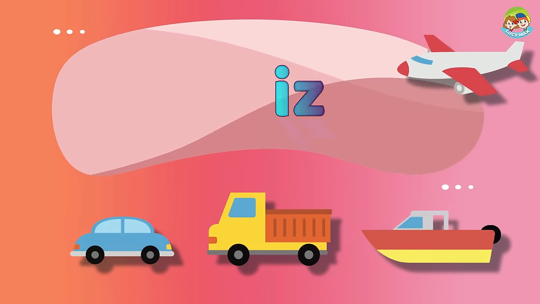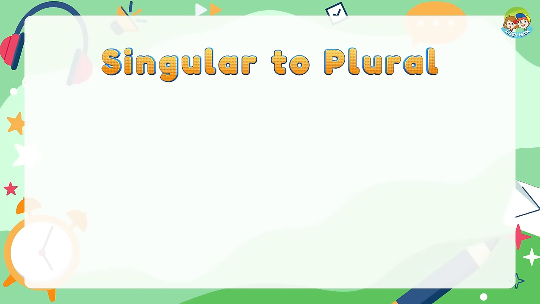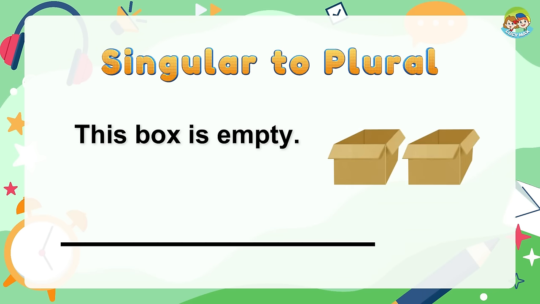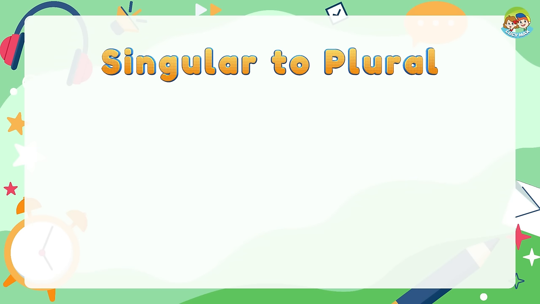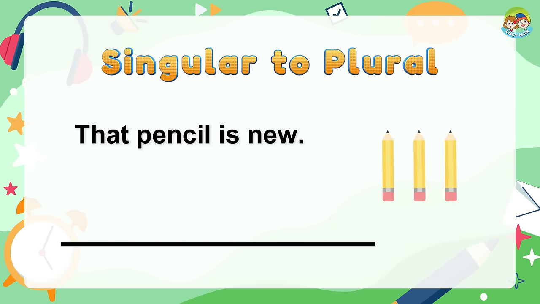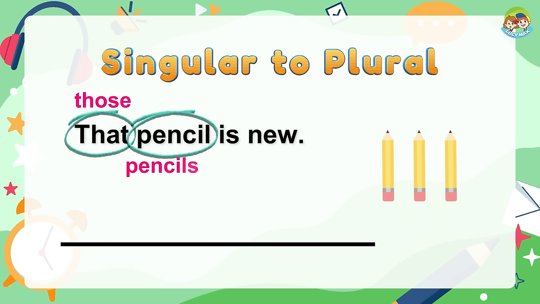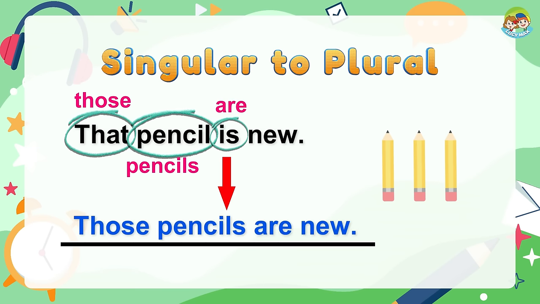Quiz. In the next part, we will change the singular sentence to plural. For example, this box is empty. It becomes, these boxes are empty. That pencil is new. The plural of that is those. Pencil becomes pencils. Is becomes are. The sentence is, those pencils are new.